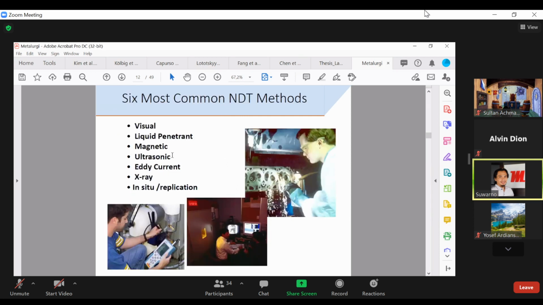So these are the six common methods. Basically, with one addition, right? So not six, basically seven. So one is visual, liquid penetrant, magnetic, ultrasonic, eddy current, X-ray, and then this one is in situ. I added this technique myself. Basically, it is seven techniques, but the six common ones are here. Okay.